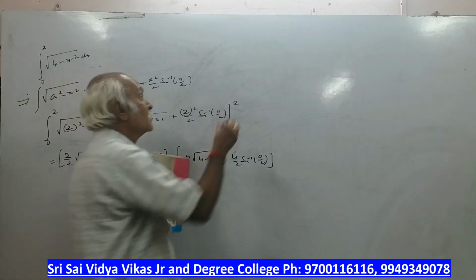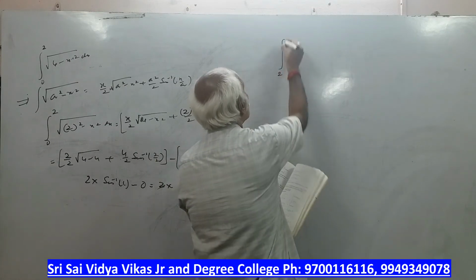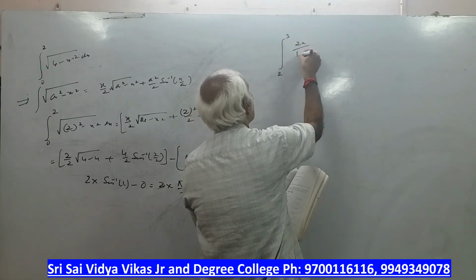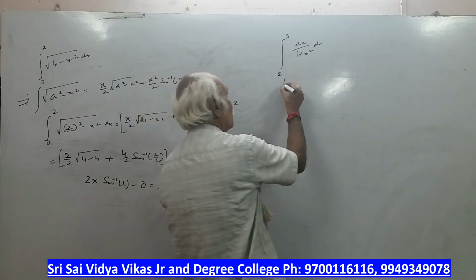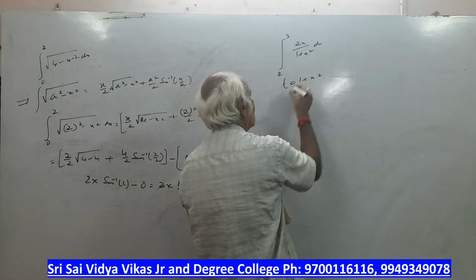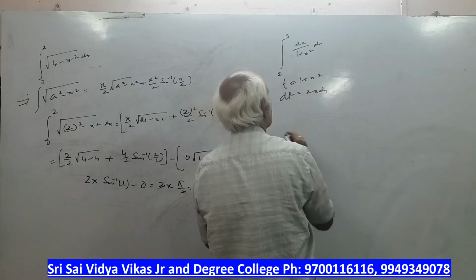Okay, next integration from 2 to 3 of 2x by 1 plus x square dx. Again, t is equal to 1 plus x square, dt is equal to 2x dx. Okay, limits.